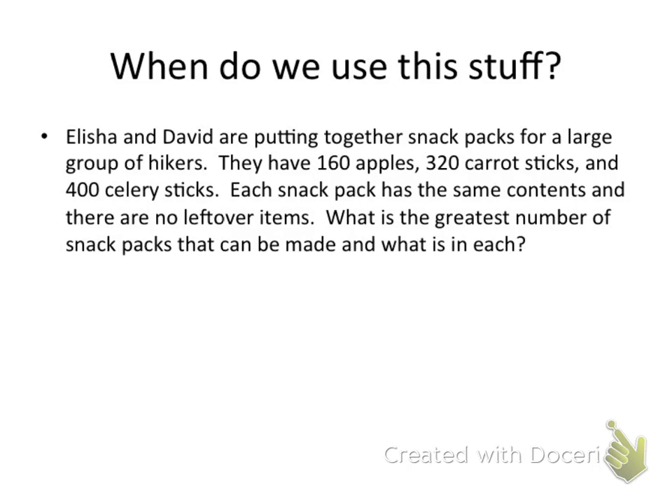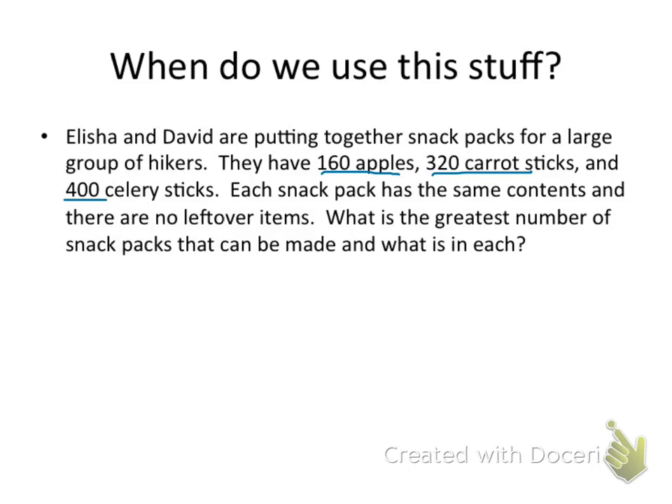When do we use this stuff? Why do we need to know about the greatest common factor, and how does it help us in the real world? Well, if you had a situation like this: Alicia and David are putting together snack packs for a large group of hikers. They had collected donations, and when they counted them, they had 160 apples, 320 carrot sticks, and 400 celery sticks. They needed each snack pack to be the same, and no leftovers. So what's the greatest number of snack packs they can make, and what is in each snack pack? In this case, we're going to find the greatest common factor of the apples, the carrots, and the celery sticks.